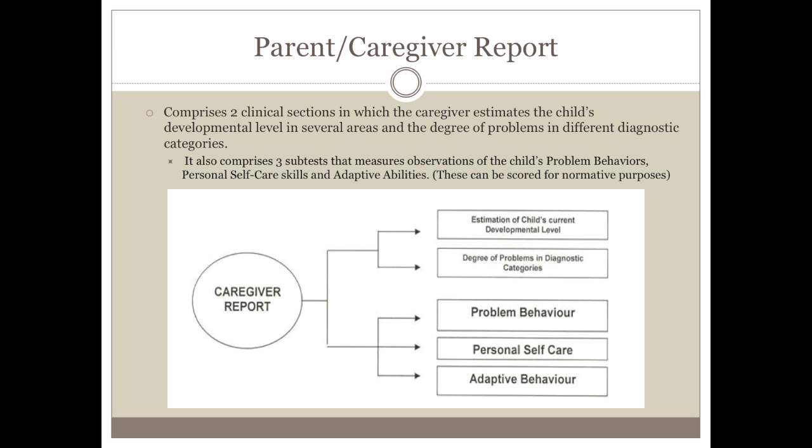There are two sections of the caregiver report. The first section asks parents to estimate the developmental level of their child, as well as to identify specific problems that exist in certain diagnostic categories. From there, the parents are asked to complete the second section of the caregiver report, which includes parents' observations of problem behavior, personal self-care skills, and adaptive behavior routines. Keep in mind that the only portion of the parent-caregiver report that is used for normative purposes are the problem behavior, personal self-care, and adaptive behavior subtests.